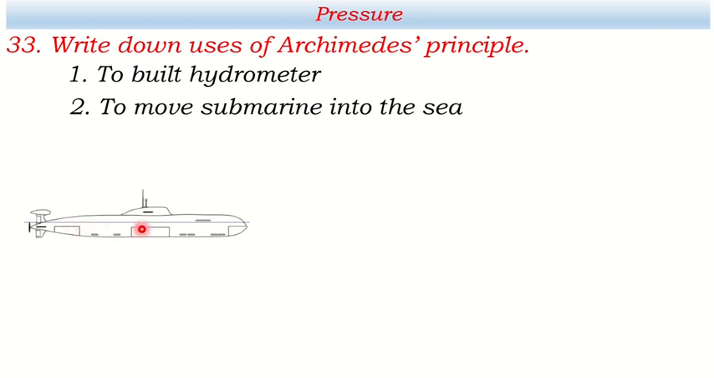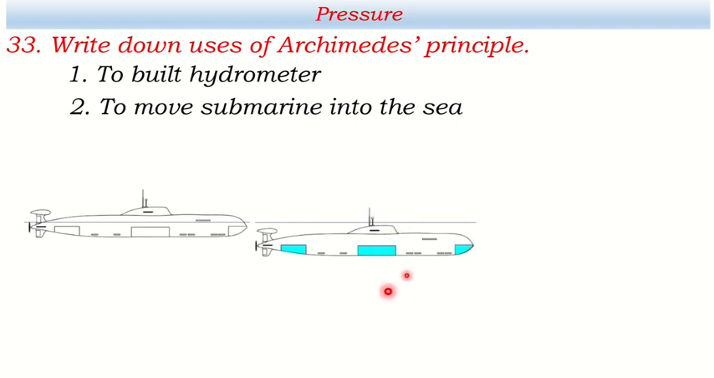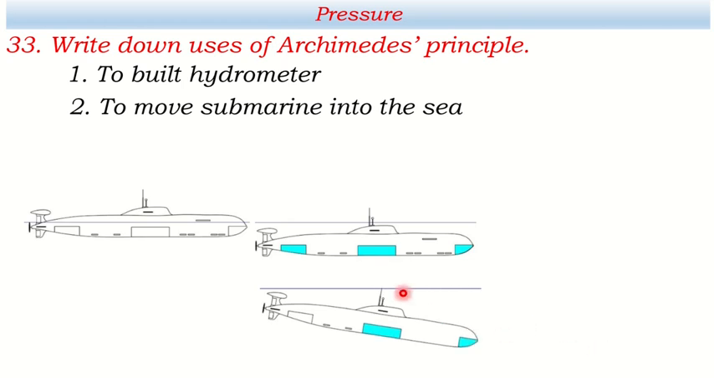Here, the level of water is shown with this line, and at this time the submarine is partially immersed. Here we have water tanks, which are called blast tanks. When they are filled with water, the submarine immerses into the water. If we have to go downward, then the blast tank on the front side of the submarine is filled with water like this, and then the submarine can move downward.